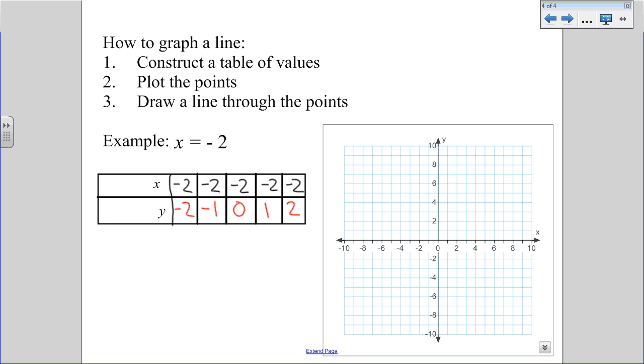Hopefully you're starting to see some sort of a prediction that we should have. If y equals went through the y-axis, hopefully x equals is going to the x-axis. So I'm going to do negative 2, negative 2, negative 2, negative 1, negative 2, 0, negative 2, 1, and negative 2, 2. And sure enough, this x equals line goes through the x-axis.